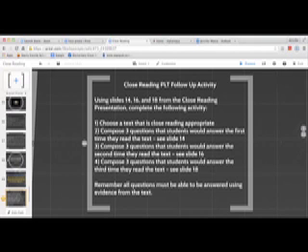3. Compose 3 questions that students would answer the second time they read the text. See slide 16 for reference. 4. Compose 3 questions that students would answer the third time they read the text. And see slide 18 for reference. Remember, all questions must be able to be answered using evidence from the text.